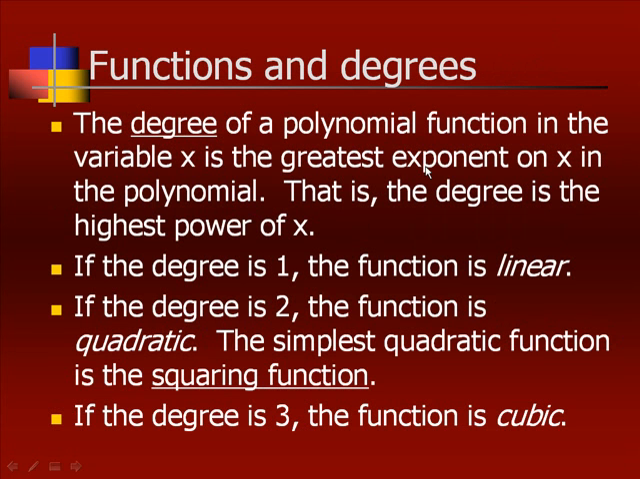Now, the degree of a polynomial function in the variable x is the greatest exponent on x in the polynomial. That is, the degree is the highest power of x. Now, if the degree is 1, the function is linear. If the degree is 2, the function is quadratic. And the simplest quadratic function is called the squaring function. And if the degree is 3, the function is cubic.